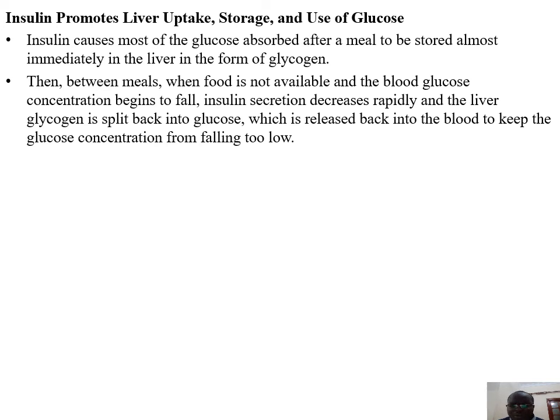Then between meals, when food is not available, the blood glucose concentration begins to fall, insulin secretion decreases rapidly, and the liver glycogen is split back into glucose, which is released back into the blood to keep the glucose concentration from falling too low. So you can see the function of the liver here is going to resist change in blood glucose levels. So it's involved in the regulation of blood glucose levels.